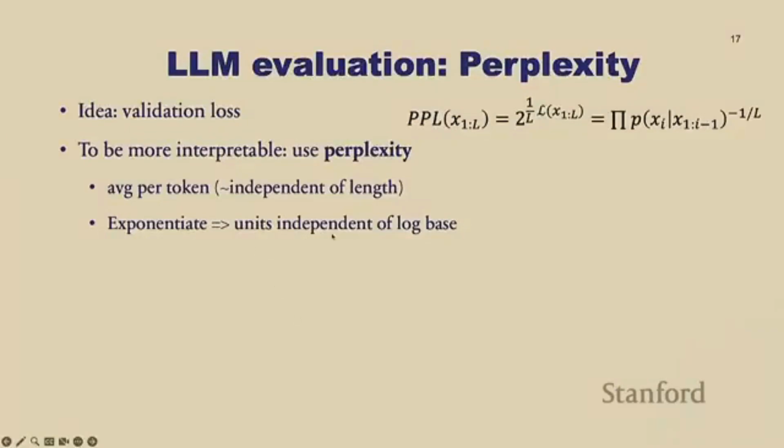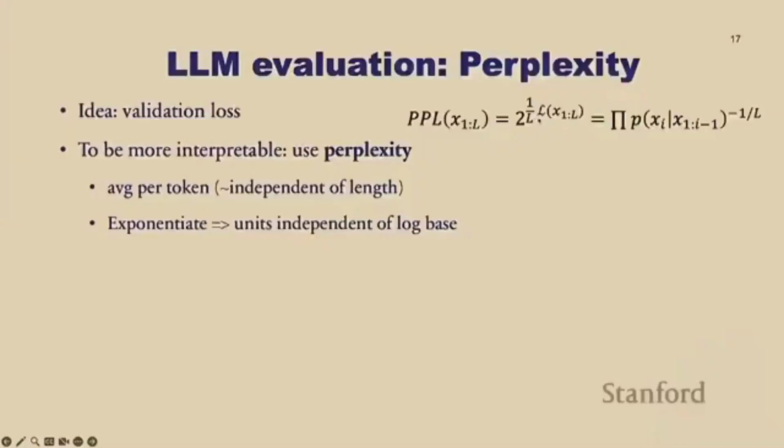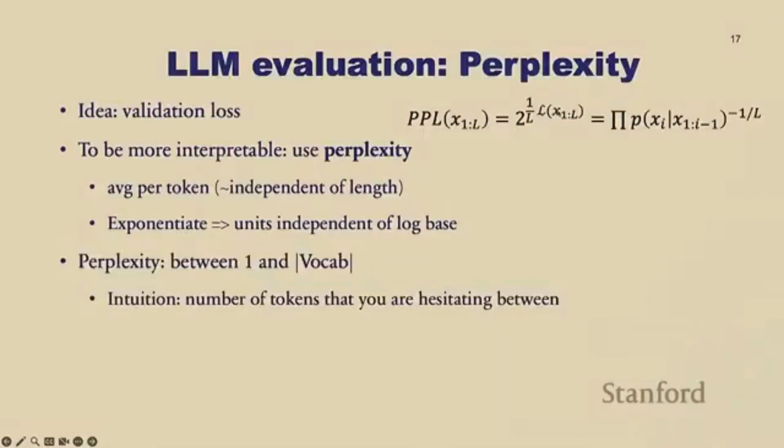The reason you exponentiate is that the loss has a log inside, and first, humans are pretty bad at thinking in log space, and second, logs depend on the base of the log. When you exponentiate, you basically have everything in units of vocabulary size. The average per token is just so that your perplexity is independent of the length of your sequence. So perplexity is just 2 to the power of the average loss of the sequence. Perplexity is between 1 and the length of the vocabulary of your tokenizer.